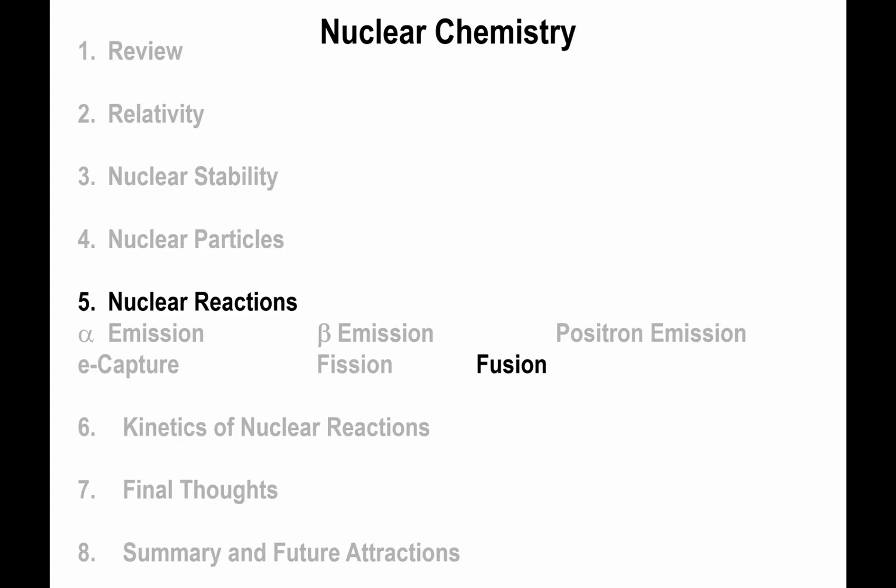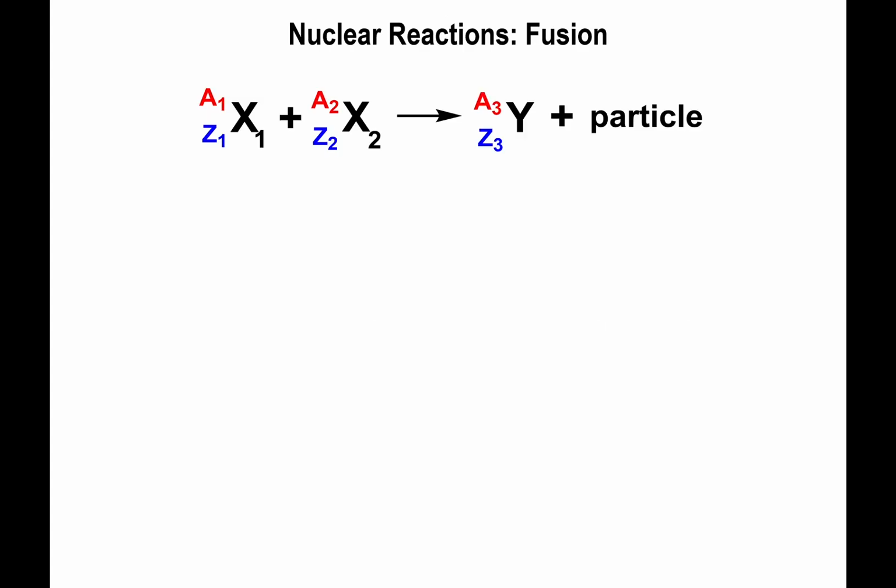All right, now fusion is in some ways the opposite of fission. Instead of starting with a big isotope and yielding smaller ones, what you do is you take 2 smaller ones and make up a bigger one, right? So you fuse the small ones together and you get a bigger isotope altogether.